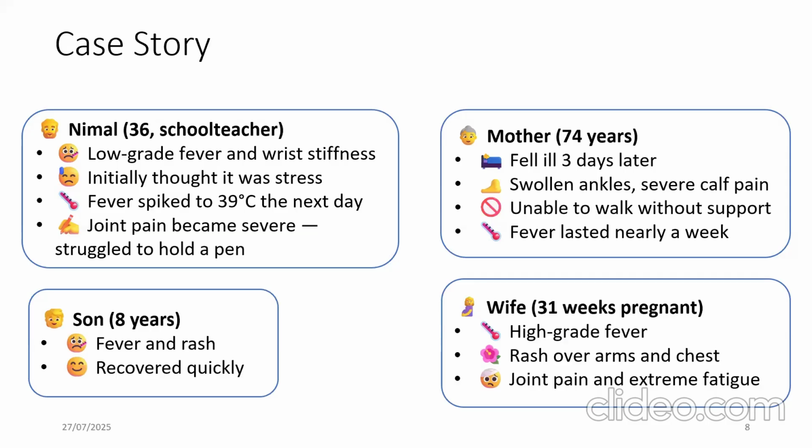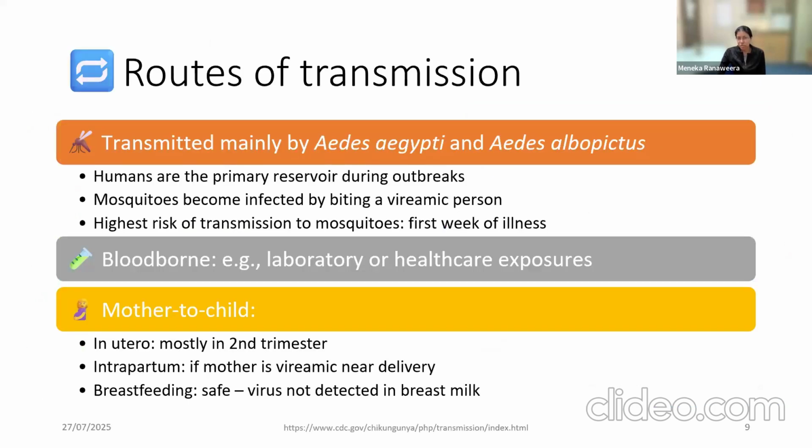So, can we expect this kind of spread and transmission? To answer that, we need to consider the route of transmission. It is mainly through Aedes aegypti and Aedes albopictus. If there is a common breeding site, then definitely we see these kind of things where several members of the household develop the infection. It's not necessarily sequentially infecting one person to the other.